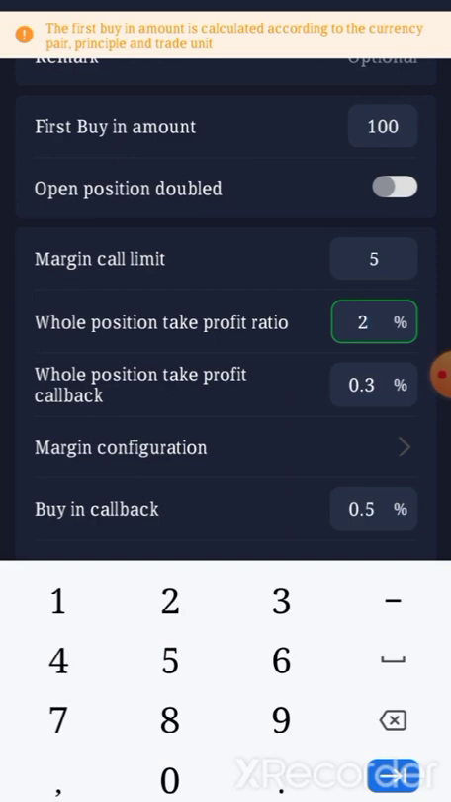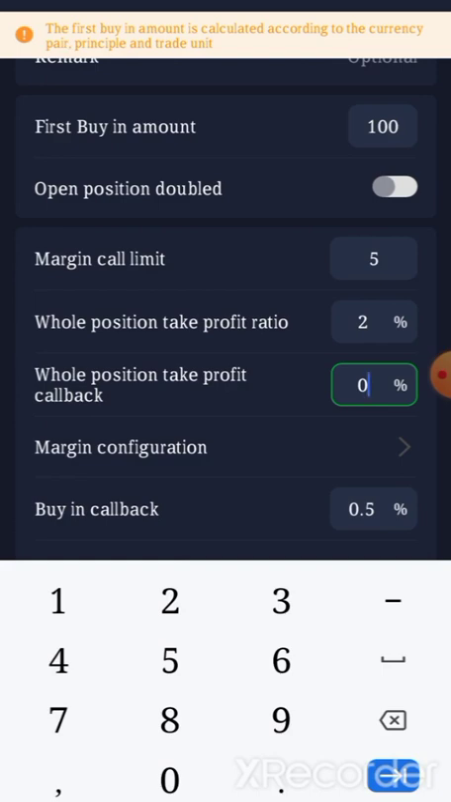For you, you can take whatever percentage you want to, but me, I always like taking 2%. Then the whole position take profit, I adjust this to 0. Why 0? Because I don't want any profit callback to affect the percentage I've set as the take profit.